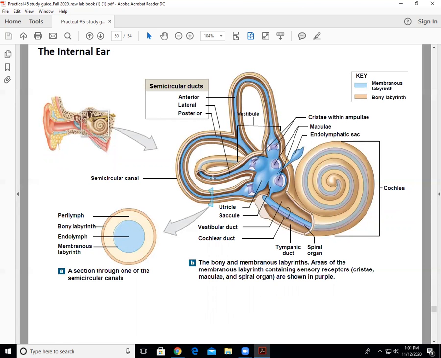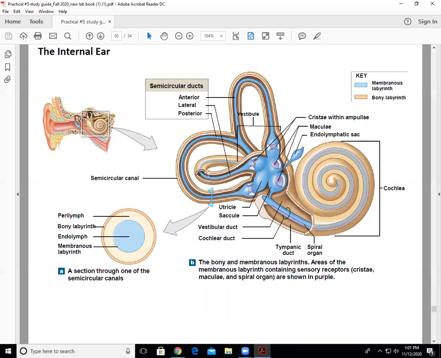Okay, semicircular ducts in the internal ear. We have anterior going up, posterior going toward the back of the body, lateral, kind of sideways.